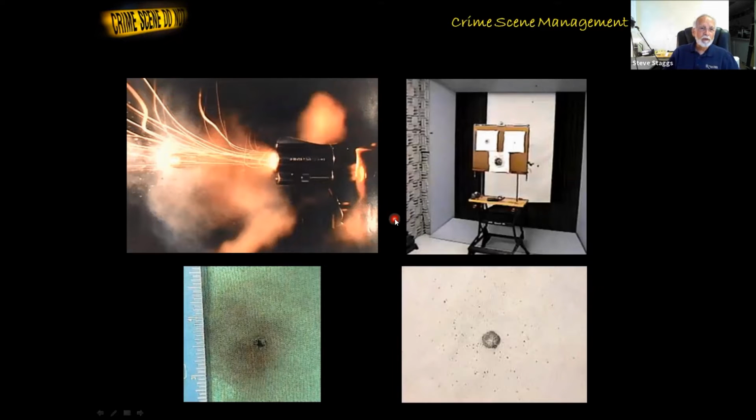Now, let's talk about distance determination. Let's say that we have some gunshot residue on a surface. Maybe it's on the clothing of our shooting victim, and we have a pattern that we can see. Well, what we need to do if we want to try to determine the approximate distance that the gun was from the victim at the time the shot was fired, we have to do some steps.